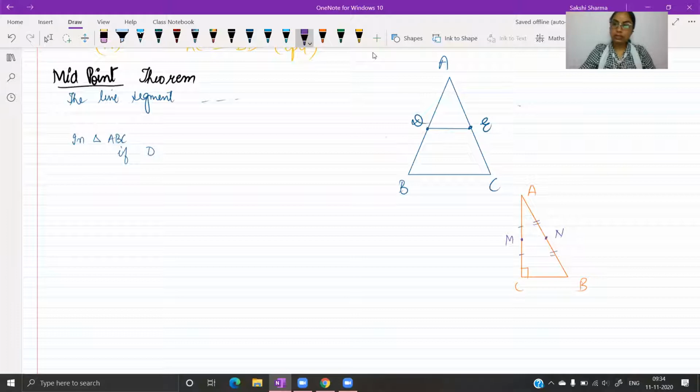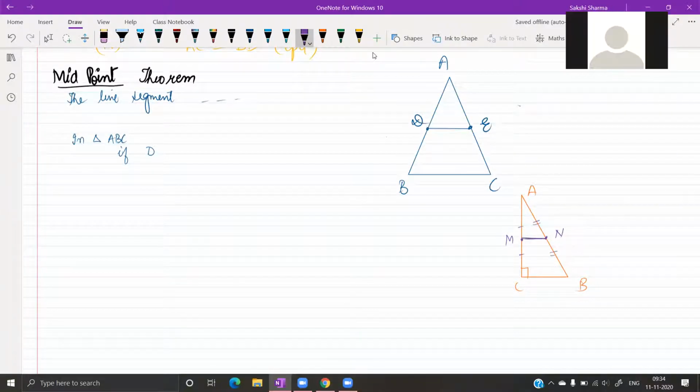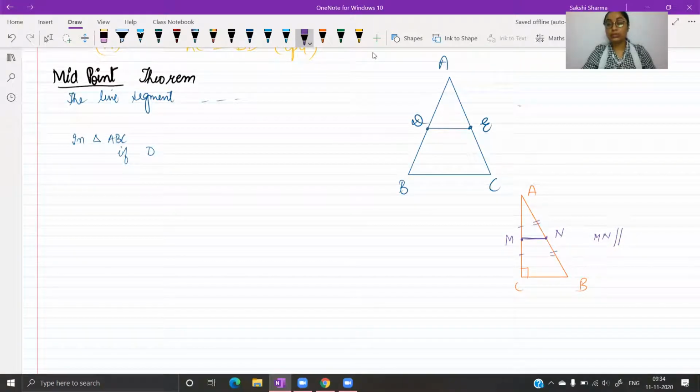The theorem says that when you join M and N, this line segment that you obtained will be parallel to the third side which is left, whose midpoint we do not have. So that side is CB.